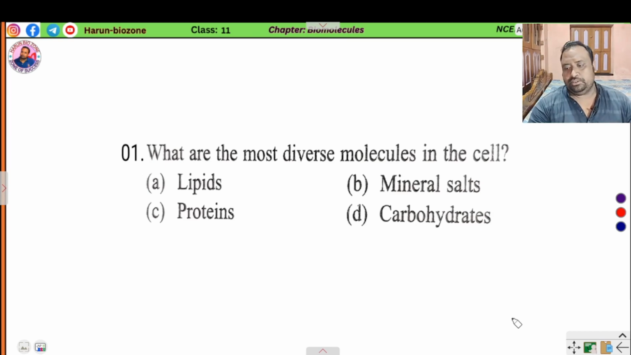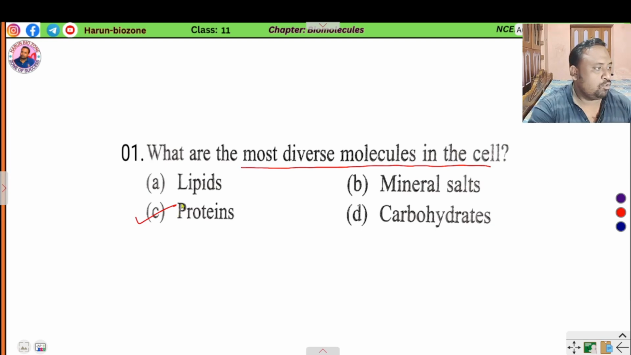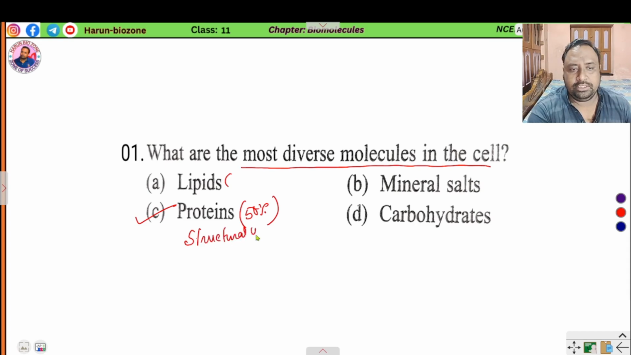The first question of this video is: what are the most diverse molecules in the cell? Lipids, proteins, minerals and carbohydrates, which one is the most diverse? Here the correct answer is proteins. Proteins are the most diverse molecules in the cell because 50% of total body weight is protein. Proteins are the structural unit of the cell or body.